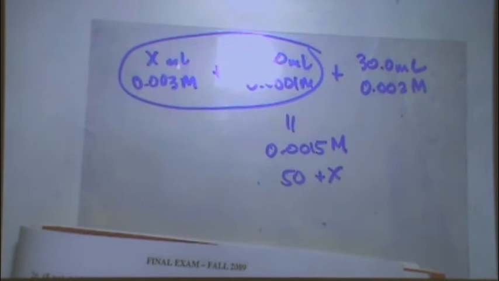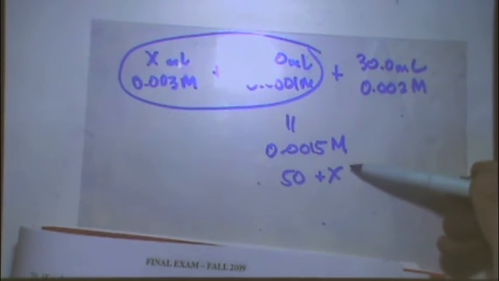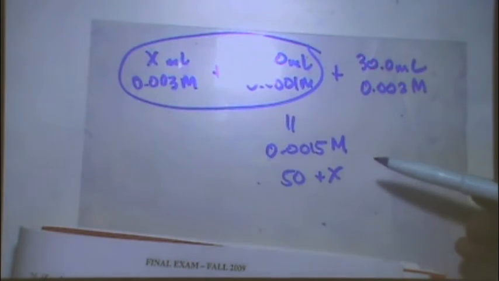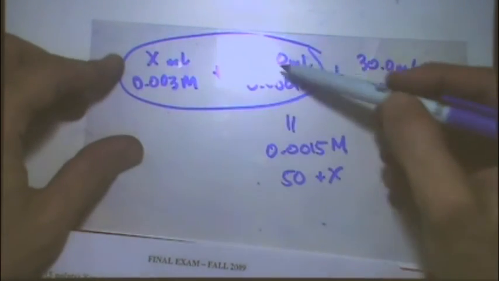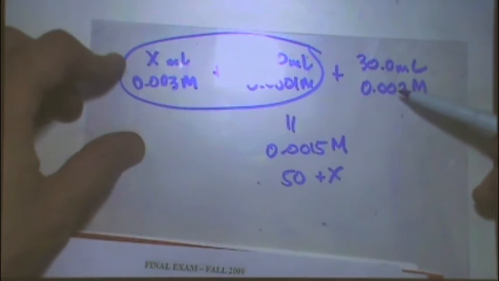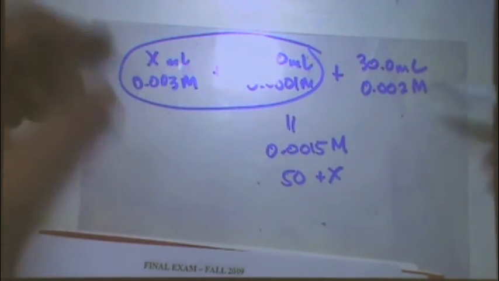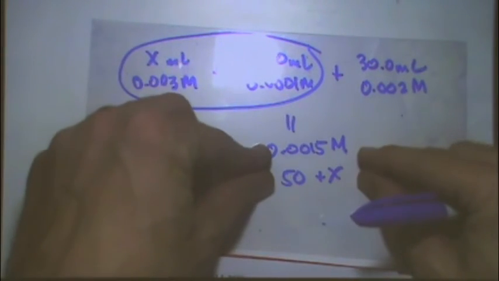So what you're going to do, tell me if this works for you. Multiply these two to get moles for the resultant. And then multiply all of these to get moles. Sum these and equal to this.